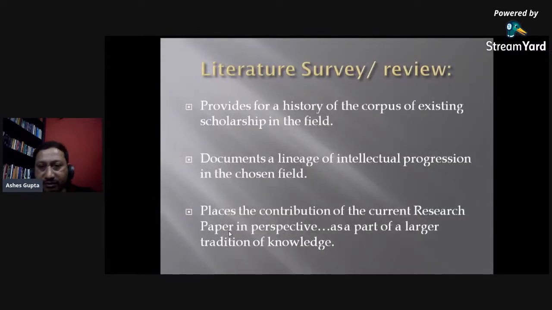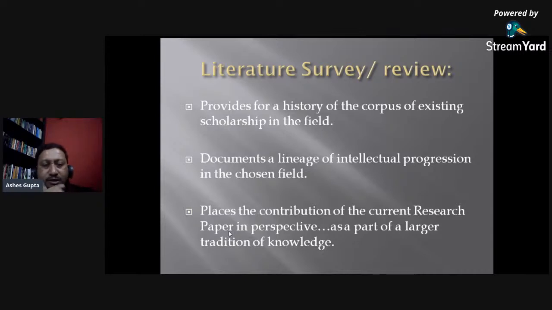Next comes literature survey or literature review of existing literature. Now, this is also important because it's an extension from your introduction. It should provide for a history of the corpus of existing scholarship in this particular field that you have chosen. It should document a lineage of intellectual progression in the chosen field. As I said in the previous slide, your research is a part of a larger tradition of research in your discipline. So, how or where do you place yourself, and what are the other scholarships available in your area preceding you?